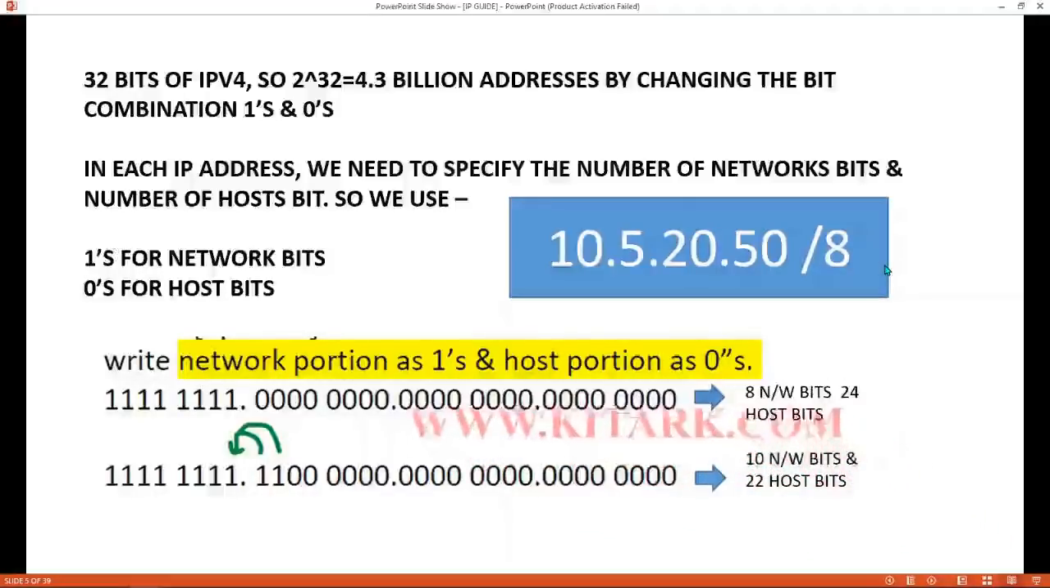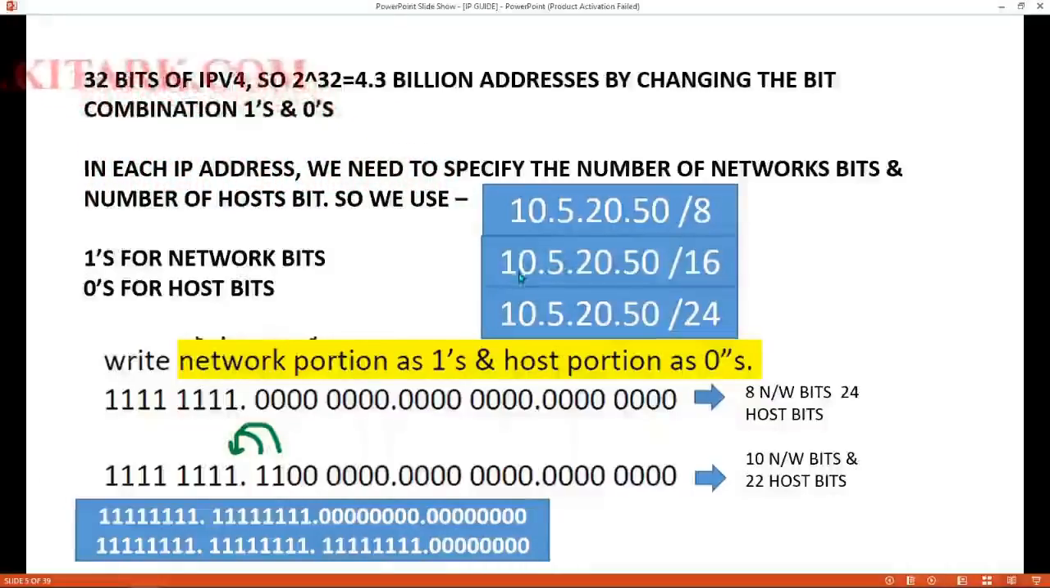So for example, let's say now for the 10.5.20.50/16, if I try to write the network portion and host portion, I'll get first 2 octets into 1s and the third and fourth octets filled with 0s. So here the first 2 octets are going to be my network portion and the remaining 2 are going to be in my host portion. So if I change anything on the network portion like 10 or 5, I'll be in a different network. So from that network I can't ping or communicate to this network.